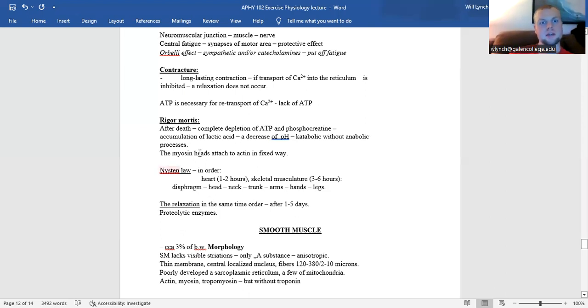Relaxation is going to take a good while, so it's going to take about anywhere from 2 to 4 days or so after death for this relaxation to occur. This is because of proteolytic enzymes that enter into there and start to degrade those attachments. All right. So that was exercise and skeletal muscle.